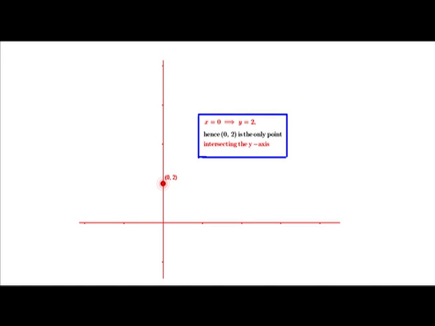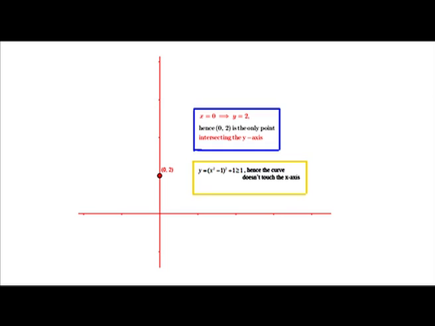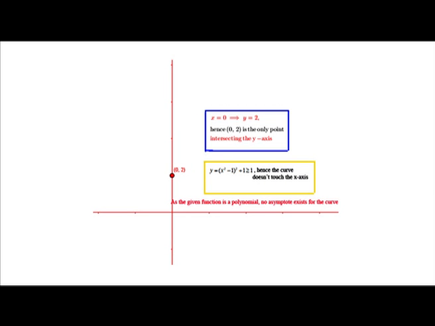When x is equal to 0, we get y is equal to 2. Thus, 0, 2 is the only y intercept. Further, y equal to x to the power 4 minus 2x square plus 2 is equal to x square minus 1 whole square plus 1, which is always positive. Hence, the curve never intersects the x axis. As we have a polynomial function, no asymptotes exist.